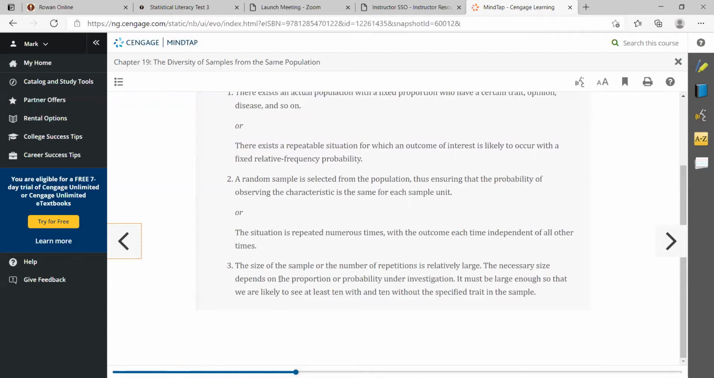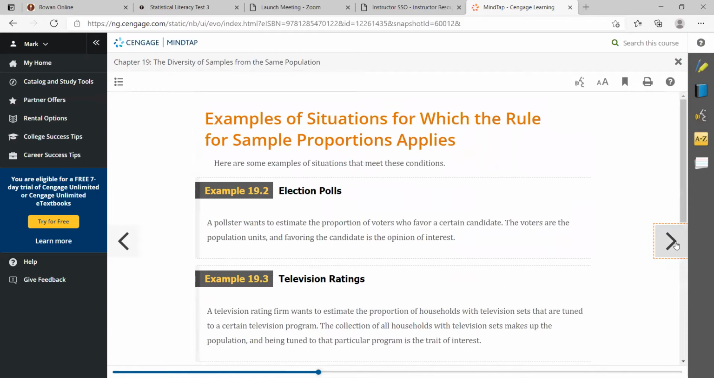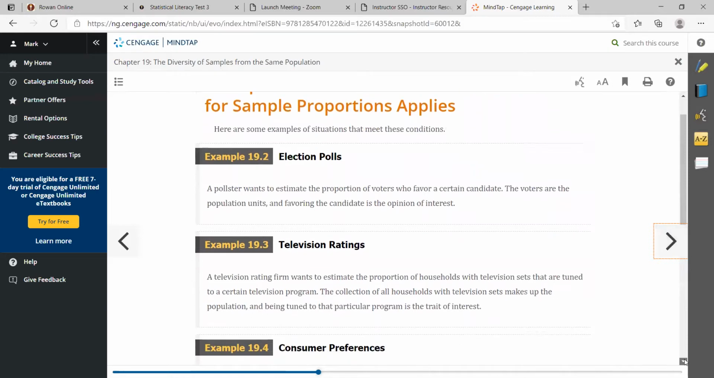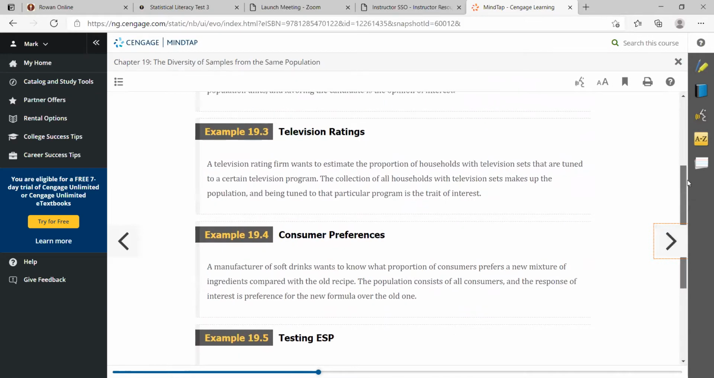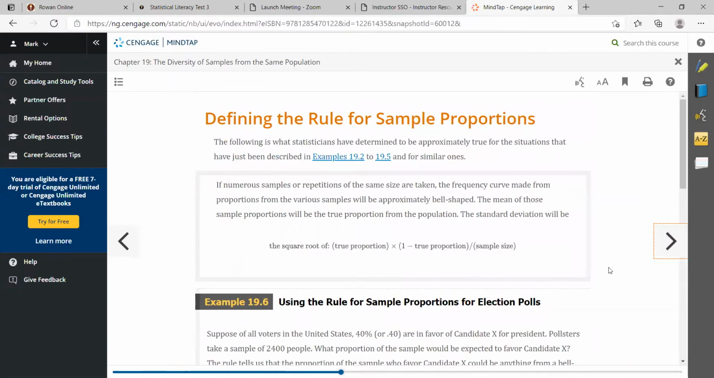Another requirement is that the size of the sample is relatively large. Now they don't tell you how large, but they do tell you it should be large enough. So that's another requirement for this. They give you some examples here, but these aren't really that useful, so I'll leave it over with you.